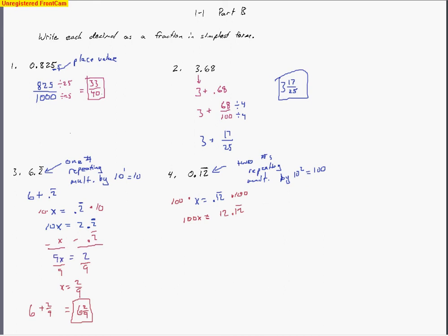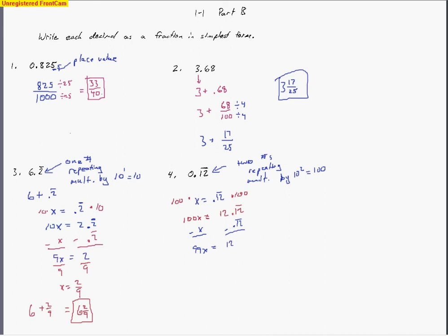So from this point, we're going to subtract what is repeating, which is 12 repeating. And on this side, since x is 12 repeating, we said we're going to subtract x from both sides. So we're left now with 99x equals 12.